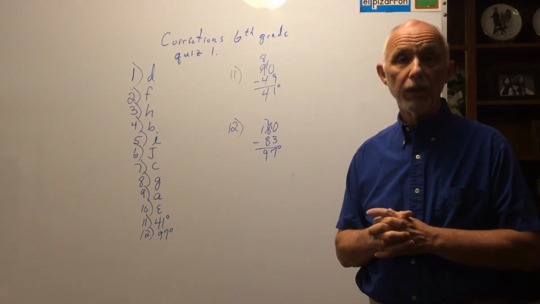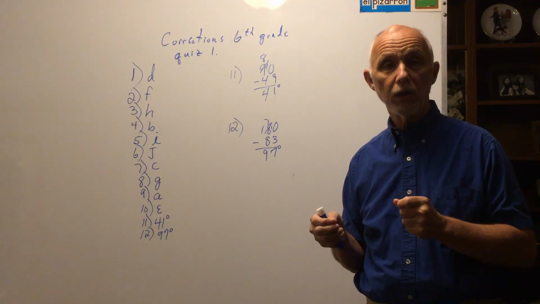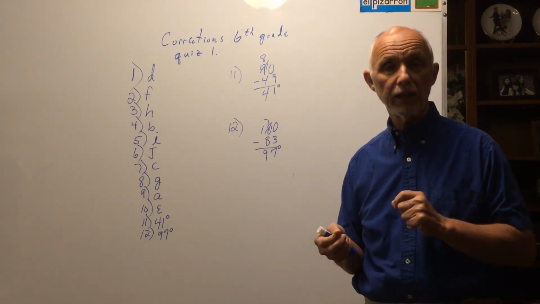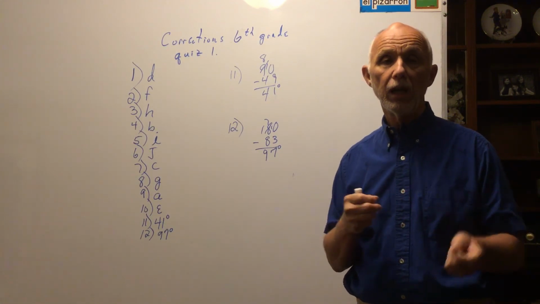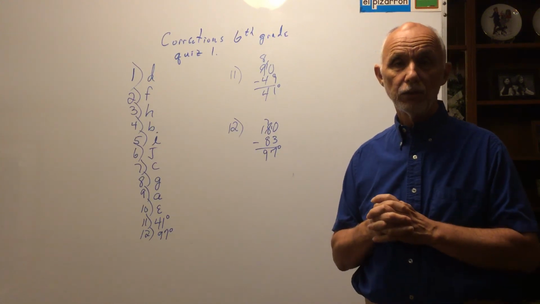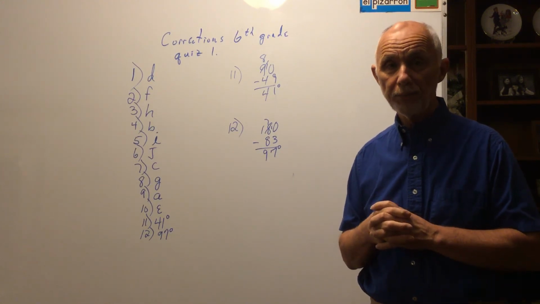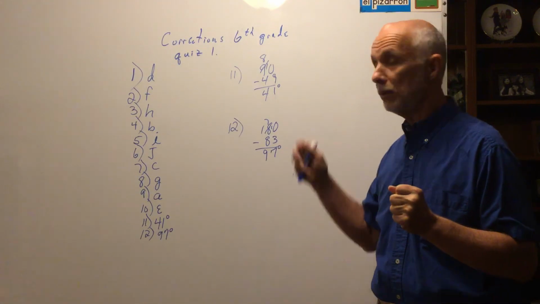By the way, you will get another quiz tomorrow, and it'll be on the other stuff that we talked about: polygons, types of triangles, and also types of quadrilaterals. So that'll be the next quiz you take. But today I want you to work on your corrections.